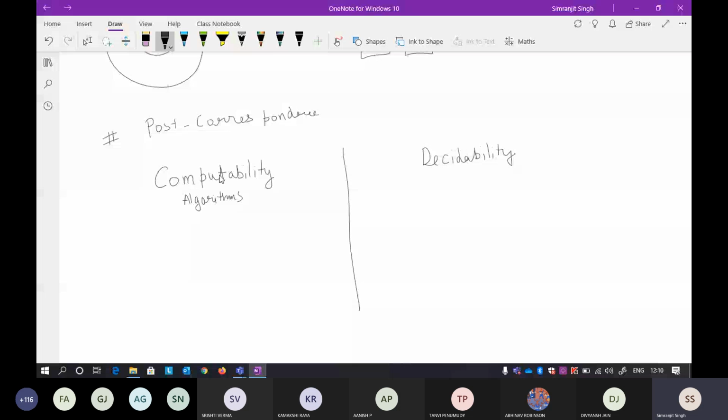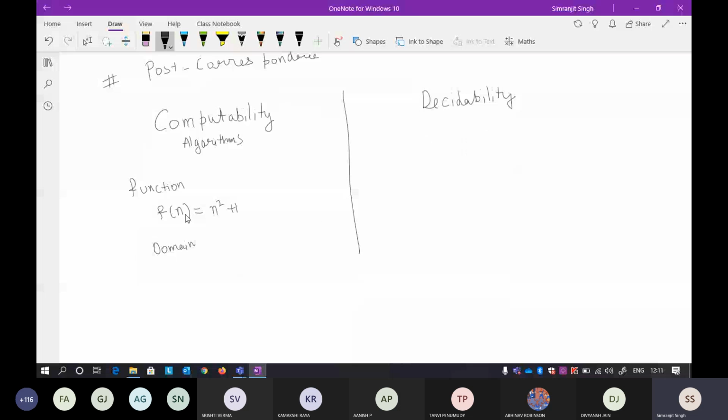Now, what exactly is the meaning of computable? Suppose there is some function given to you, something like it finds the square, or something like f(n) = n square plus 1. Some function is given to you like this. It has a particular domain, meaning where the value of n lies. So my domain can be all positive numbers. On this domain, you put a 1 here, you get the corresponding value here. You put a 2 here, you get a corresponding value here.